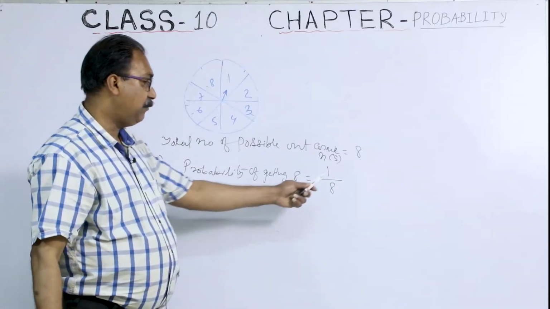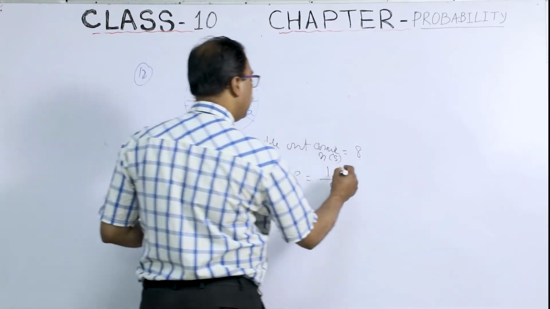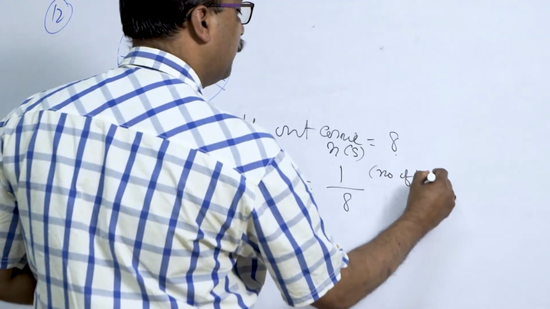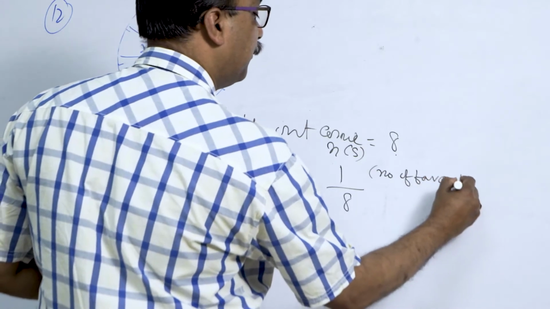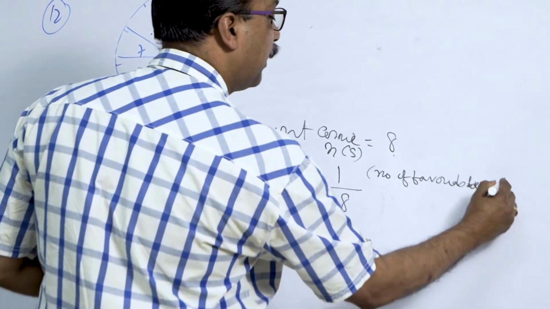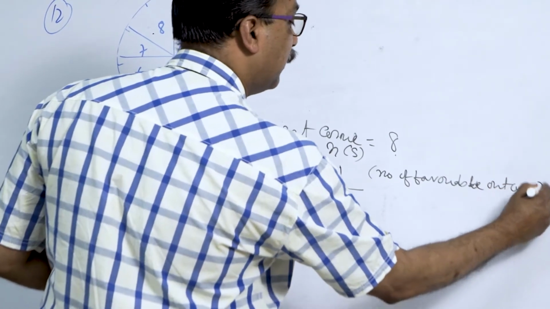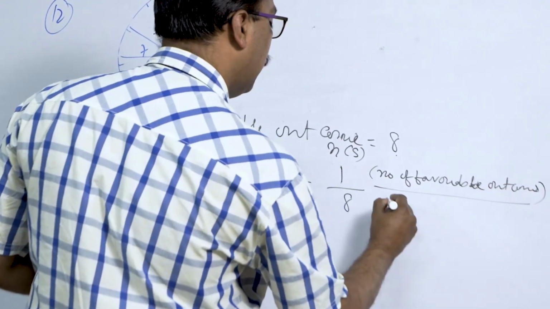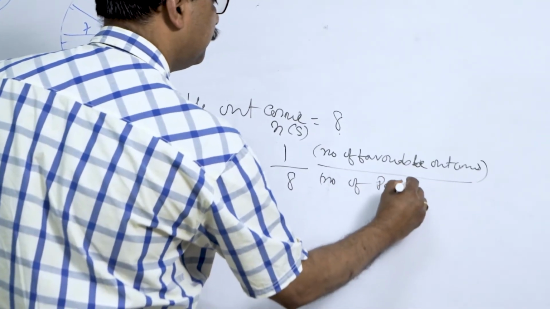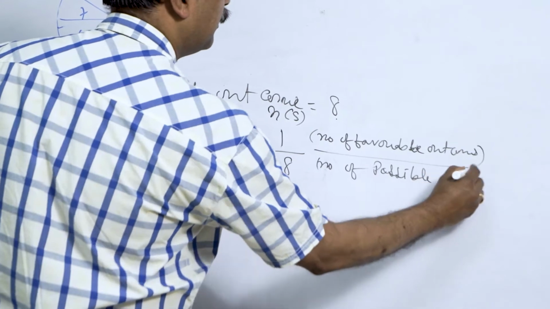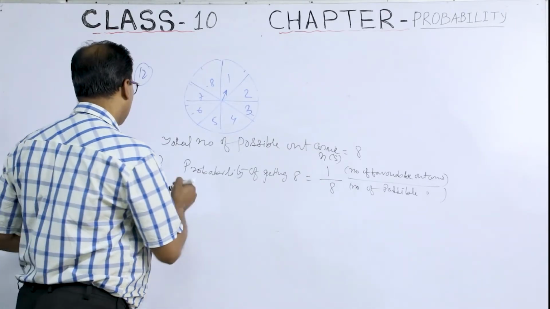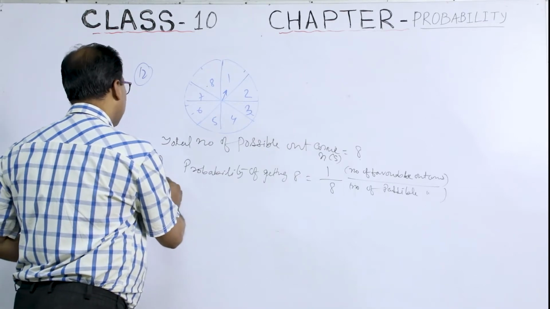The formula is the same. I repeat again, the formula is number of favorable outcomes by number of possible outcomes. Okay. This is the way you can find out the numbers. Now subdivision 2. Look at subdivision 2.